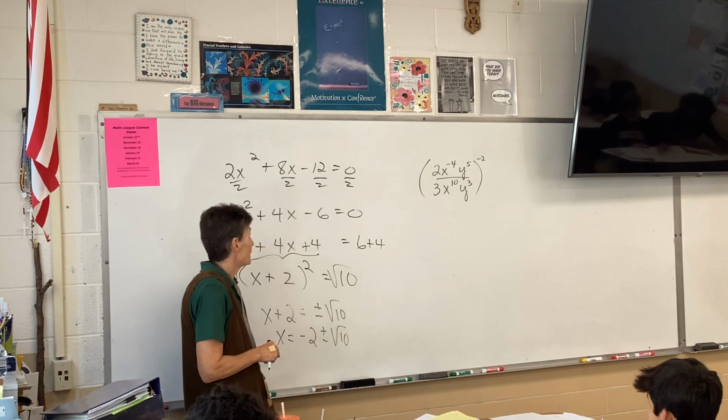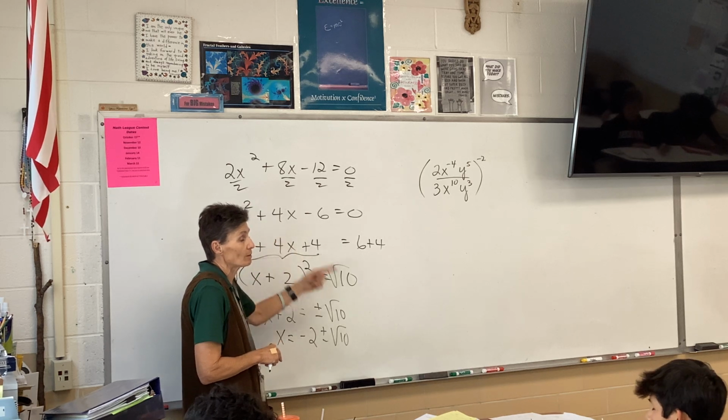Where do you get the 4 again? Half of 4 is 2, and 2 squared is 4.